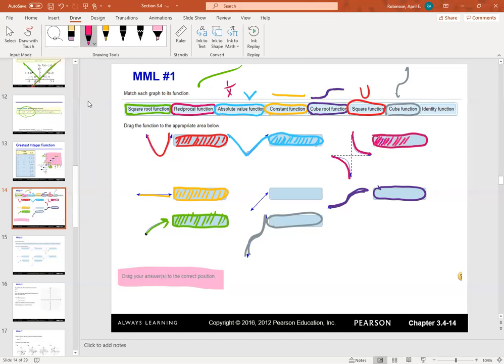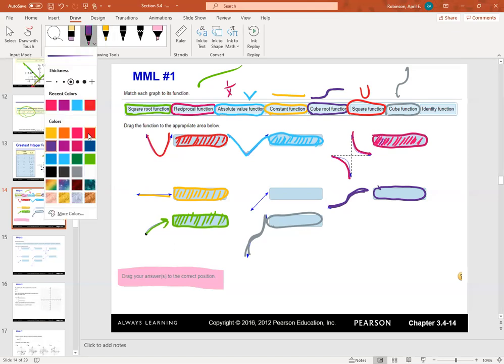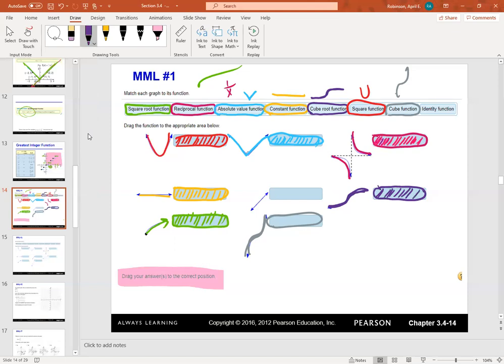I can't remember what color I picked there. That doesn't look right, but whatever. So the identity function is simply that main diagonal function on the coordinate grid. So in my math lab, you got to click and drag. You don't have to do what I'm doing.